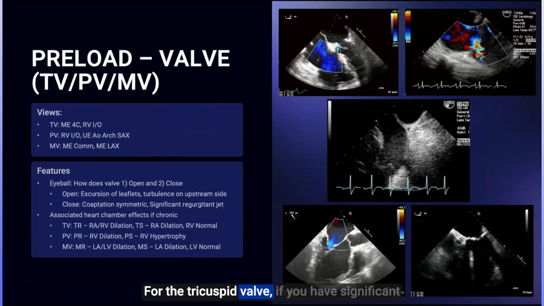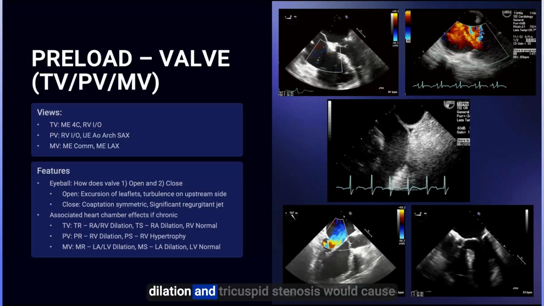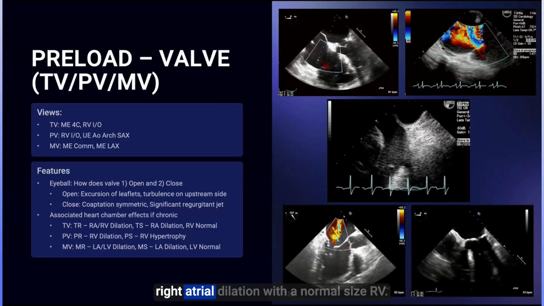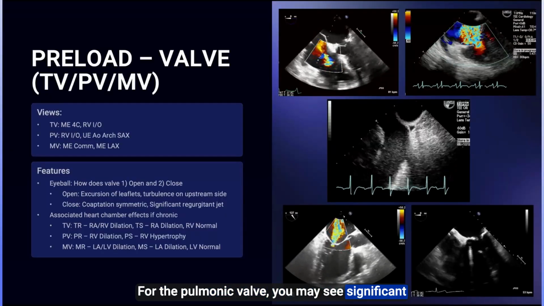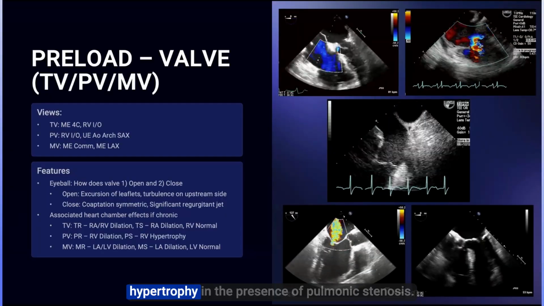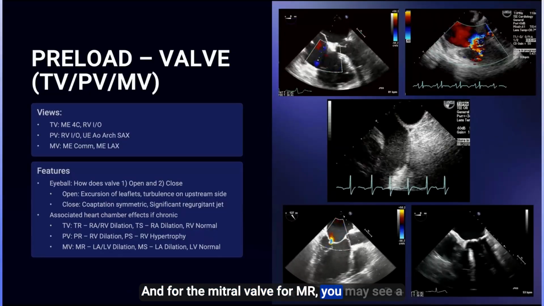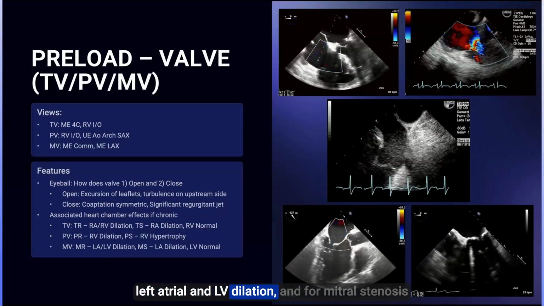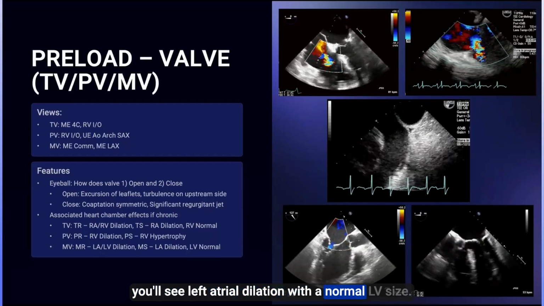For the tricuspid valve, if you have significant TR, frequently you have right atrial and RV dilation, and tricuspid stenosis would cause right atrial dilation with a normal size RV. For the pulmonic valve, you may see significant RV dilation with pulmonic insufficiency and RV hypertrophy in the presence of pulmonic stenosis. And for the mitral valve, for MR, you may see left atrial and LV dilation, and for mitral stenosis, you'll see left atrial dilation with a normal LV size.